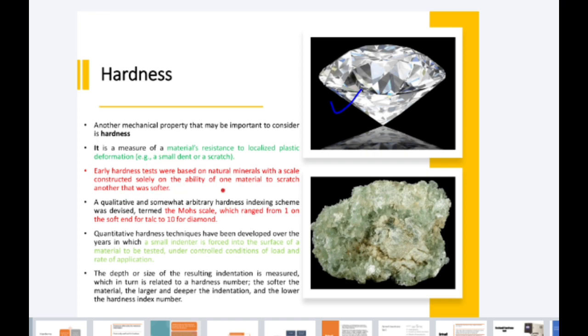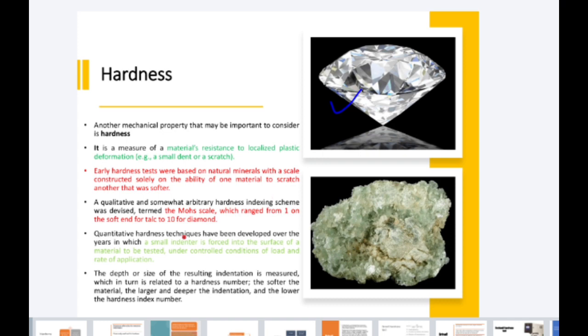Early hardness tests were based on natural minerals, with a scale constructed solely on the ability of one material to scratch another that was softer. In the previous days, when there was no technological equipment like what we are using today, they checked the hardness of a material comparatively to other materials. They take one material and try to scratch another material. Let's say this material can scratch that material, so this material is hard and that material is soft. That was a qualitative test.